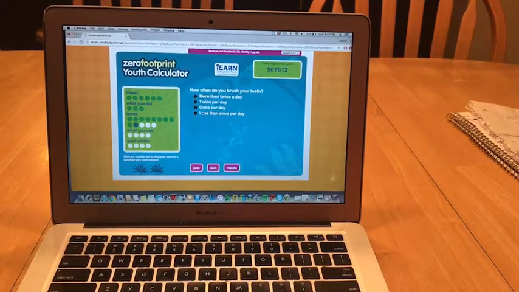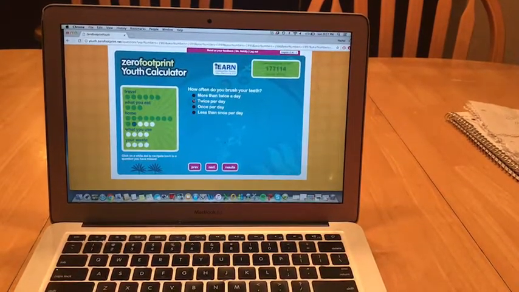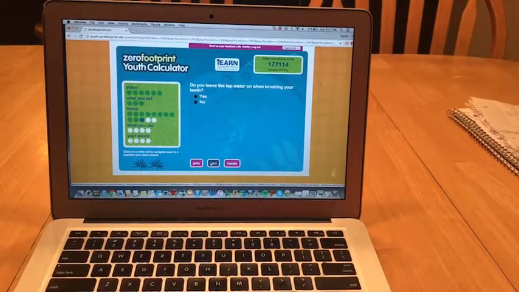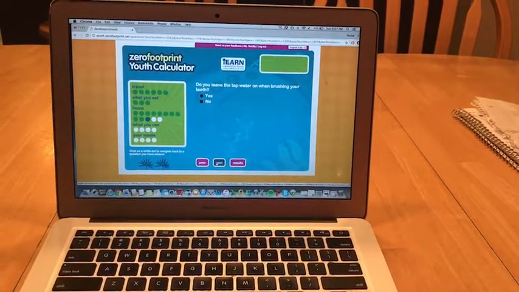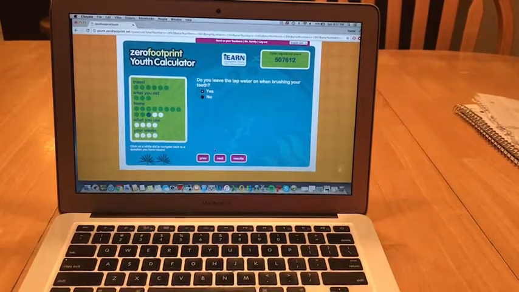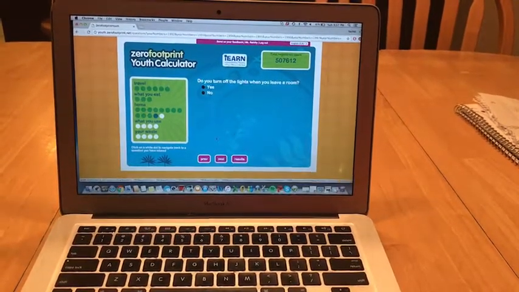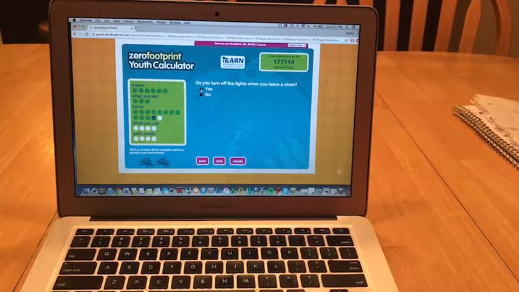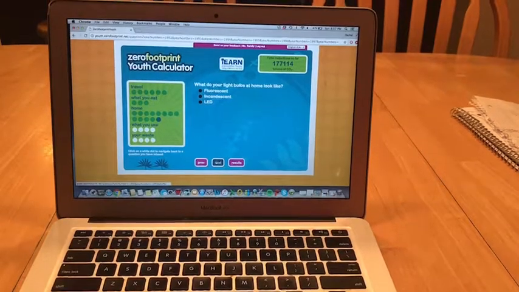How often do you brush your teeth? I'm going to do twice a day. Once in the morning, once at night. Do you leave the tap water on while you're brushing? I do. I probably shouldn't because that's not helping the planet. So that's something I'm going to keep in mind. Do you turn off the lights when you leave the room? I actually do that. My parents have trained me well.